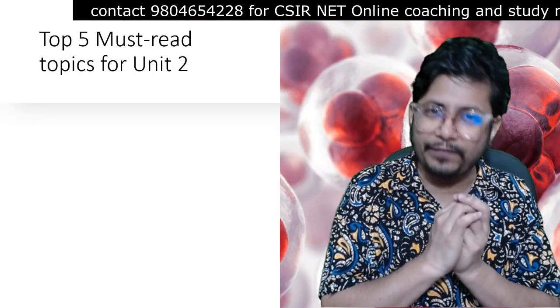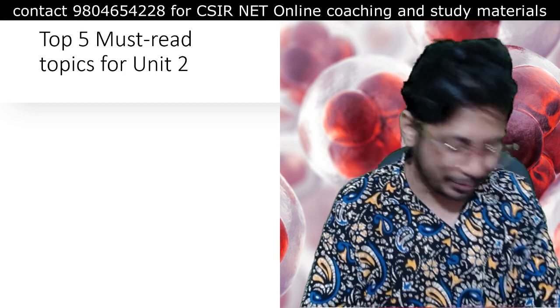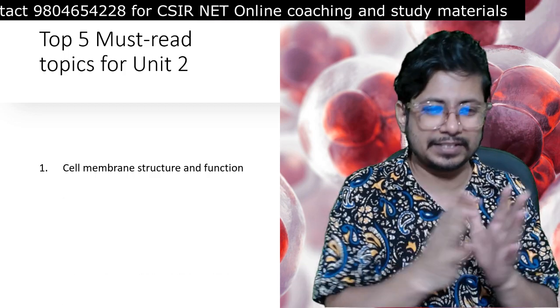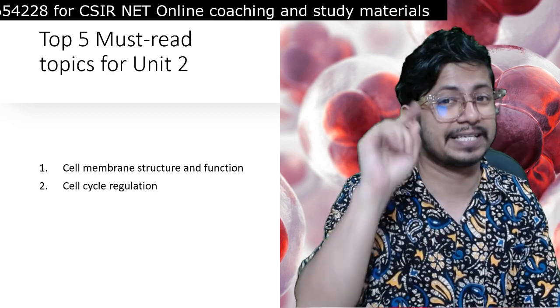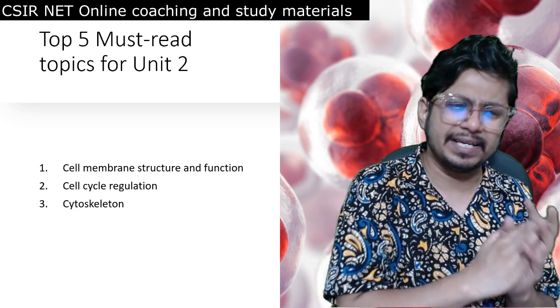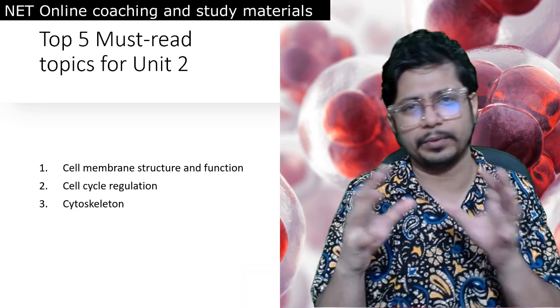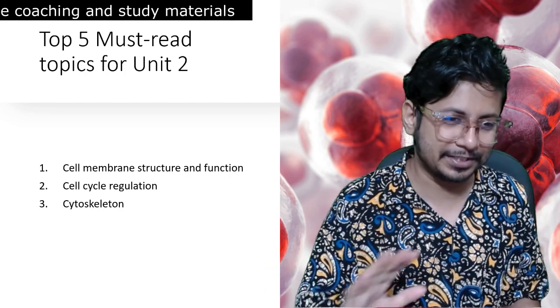Next is the final bonus point for you, the top 5 must read topics for unit 2. First, cell membrane structure and function. Second, cell cycle regulation and cell cycle checkpoints. Third, cytoskeleton as an organelle. The rest of the organelles are not that important. What you need to know is the number of membranes that they have, and their function, which is more important.